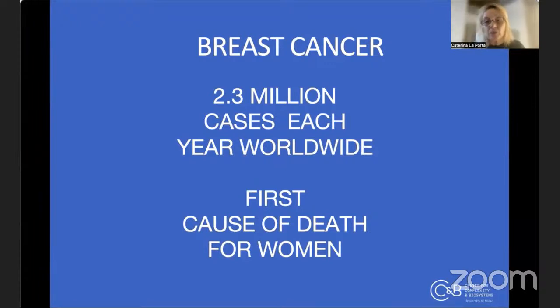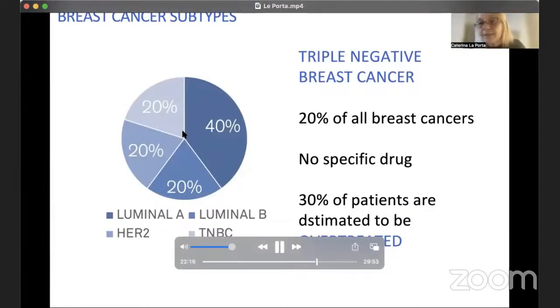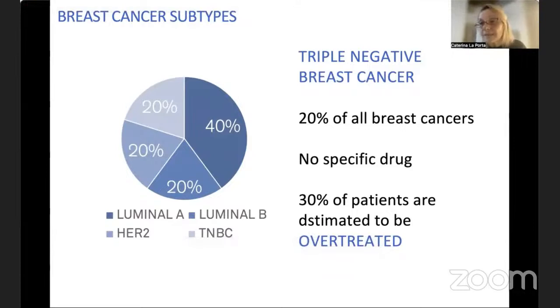But why? First of all, because we know that there are a lot of cases and it is the first cause of death for women. So I'm really interested in this cancer for many reasons. We know that there are 4 different subtypes of breast cancer, and this is the percentage. In particular, there is the triple negative breast cancer subtype, which represents about 20% of all breast cancer. But it's very interesting because there are no specific drugs yet.